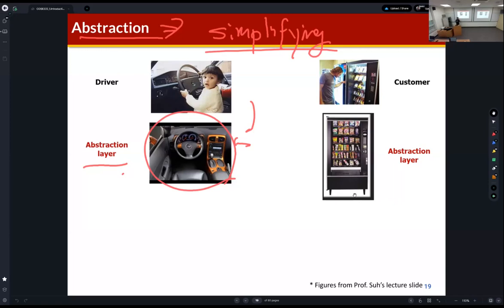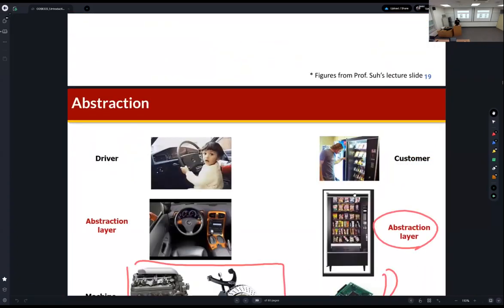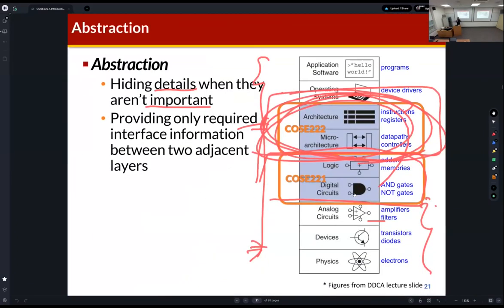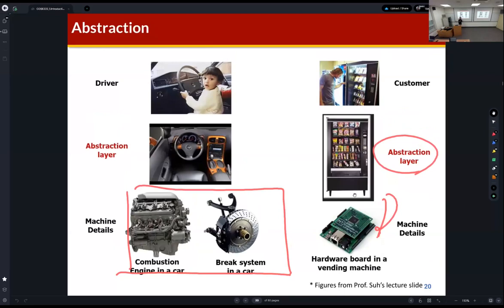You can just think of abstraction as simplifying. In order to simplify something, we need to hide things which are not necessary, right? So abstraction means that the complex things are hidden under a layer, and then we can just understand them through some interface. Okay, so that's the meaning of abstraction.